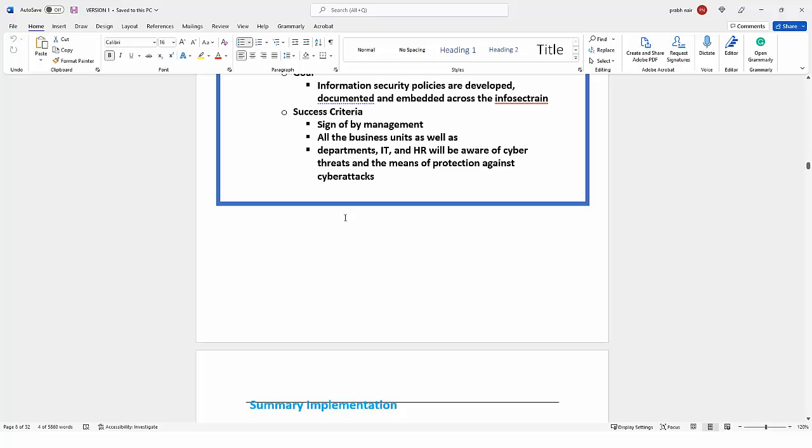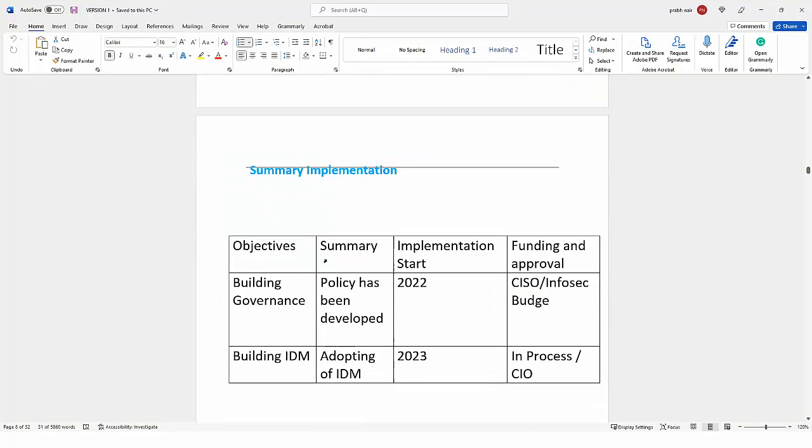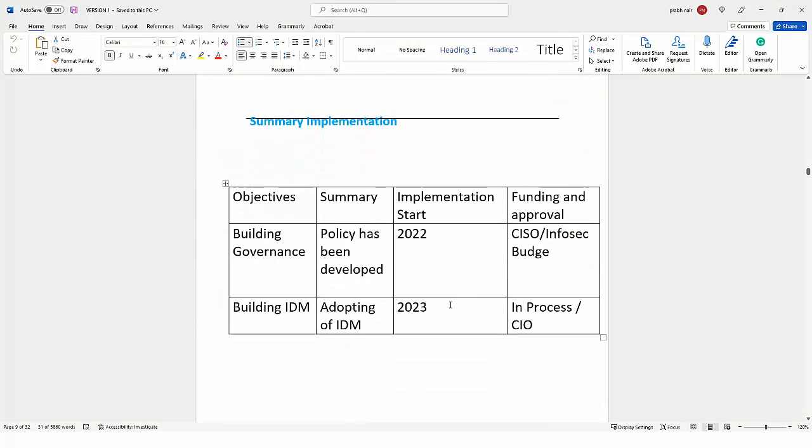And then we have to add all these initiatives in this document, whatever the 5-year or 3-year initiatives we have. You can define their intentions, their goals, and their success criteria. Because based on the success criteria, you will prepare the KRI and KPI to check whether it met the user objectives. Then we talk about the summary implementation.